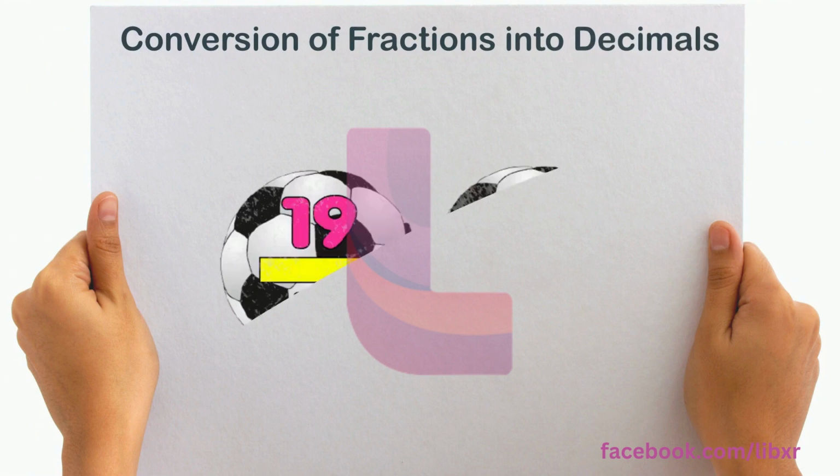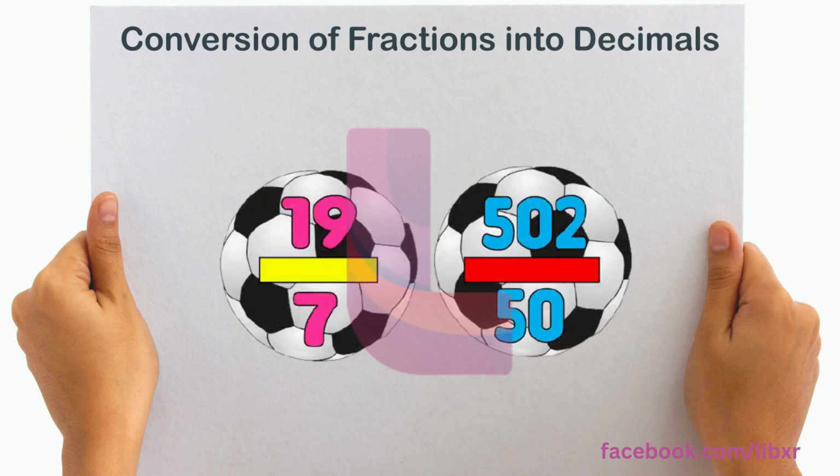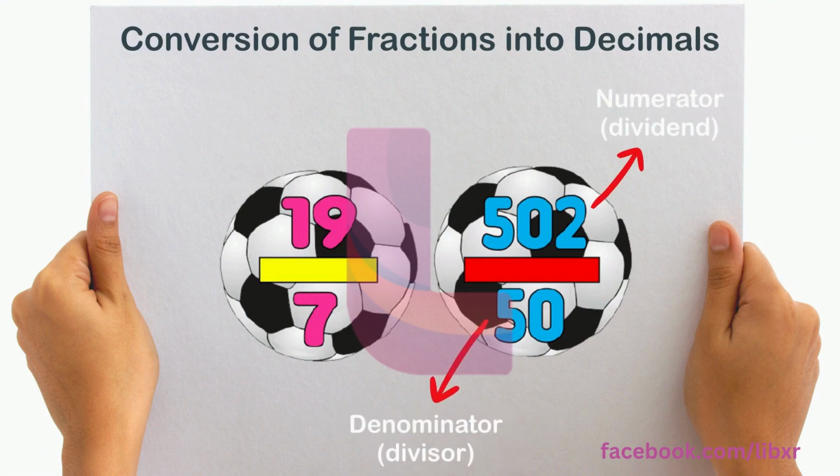Conversion of fractions into decimals. To convert a fraction into a decimal number, we can divide the numerator by the denominator until we get 0 as remainder, but an easier way is to count the zeros of the denominator and put the decimal point in the numerator according to it. Let's see how it is done.